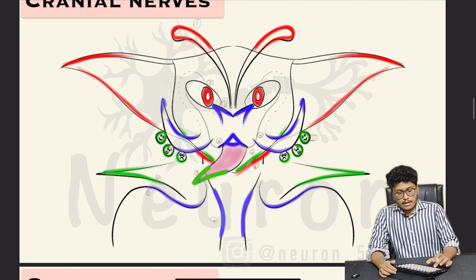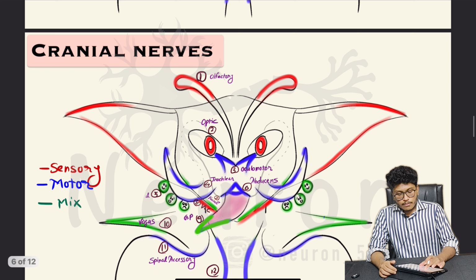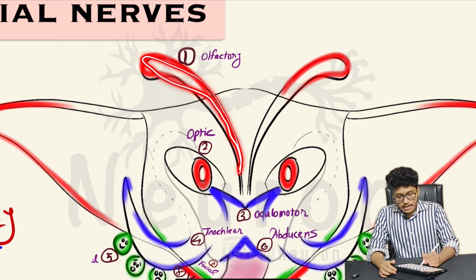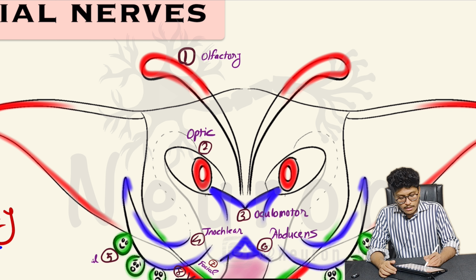Now let's name each and every nerve. First nerve is the olfactory nerve. These two antenna-like things indicate the olfactory nerve. Second nerve is the optic nerve. These two eyes indicate the optic nerve.